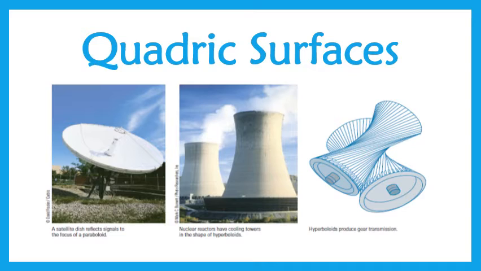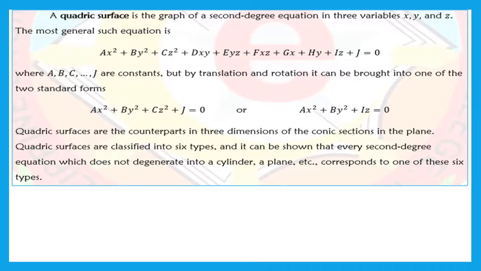Mas nakakita na tayo ng ganito. Another is nuclear reactors have cooling towers in the shape of hyperboloids. Hyperboloids produce gear transmission. So these are an example of a quadric surfaces at marami pang iba. A quadric surface is the graph of a second degree equation in three variables x, y, and z.